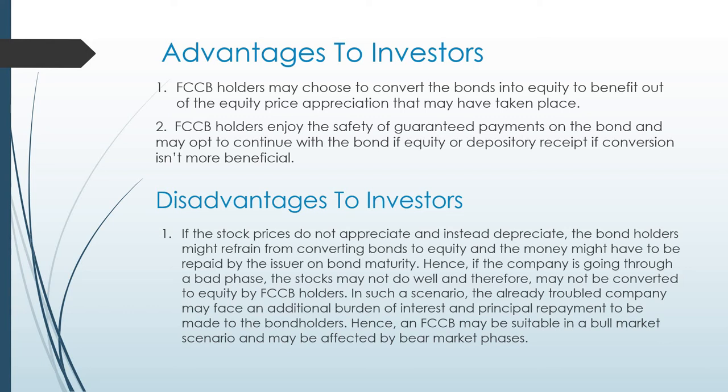So it is possible that in the bear market phase, the stock prices depreciate and the bondholders are not keen on converting their bonds into equity. In such a scenario, the burden on the company increases of both interest and principal repayment. And if they go bankrupt, FCCBs are an unsecured bond, so FCCB holders would not get anything. That's why FCCB may sound like a golden instrument, but it is suitable more in a bull market scenario. Then it may be affected by bear market phases.